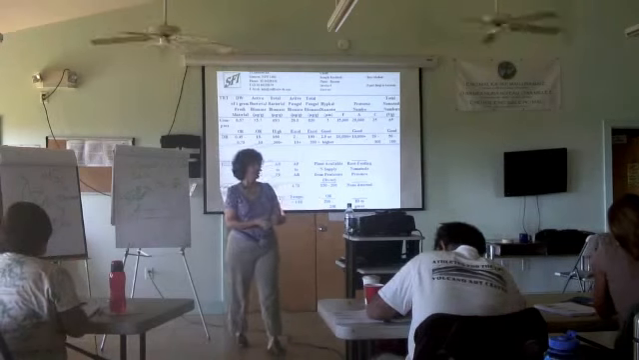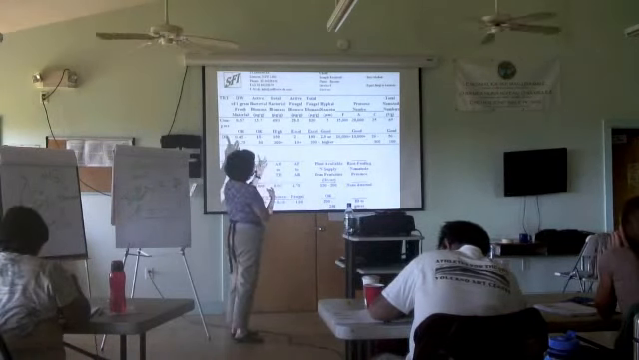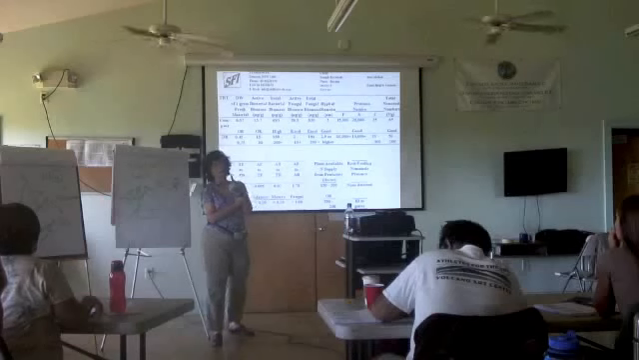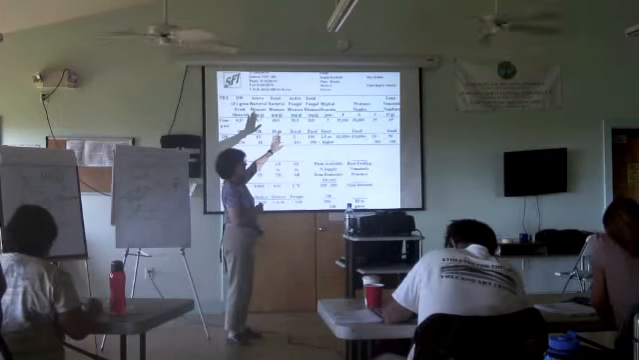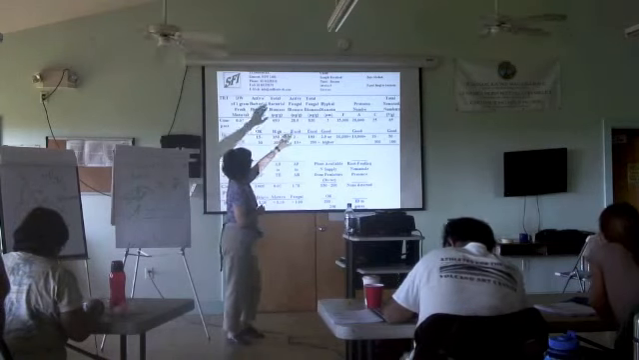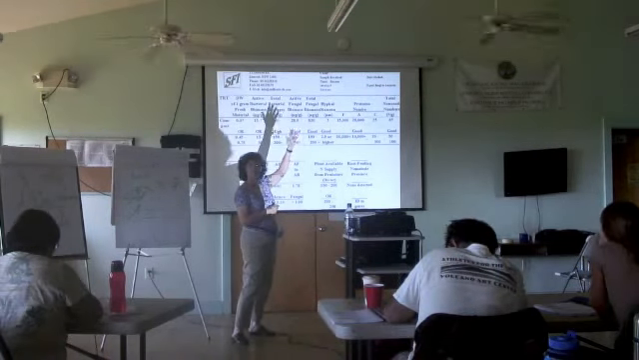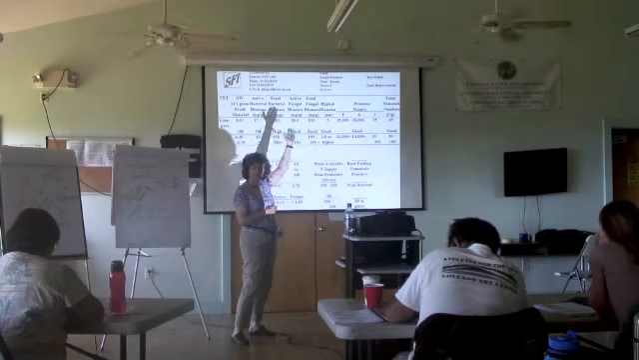Okay, soil biology. This is a soil food web report where we're looking at active bacterial biomass, total bacterial biomass. What's the difference between active and total?